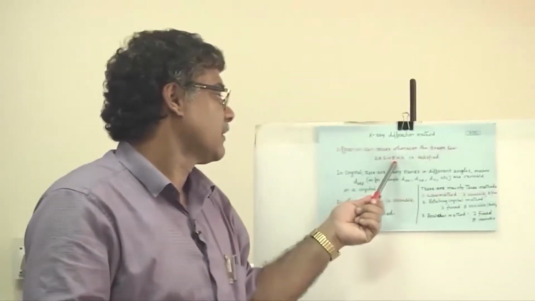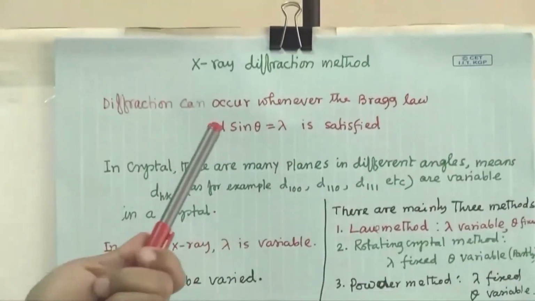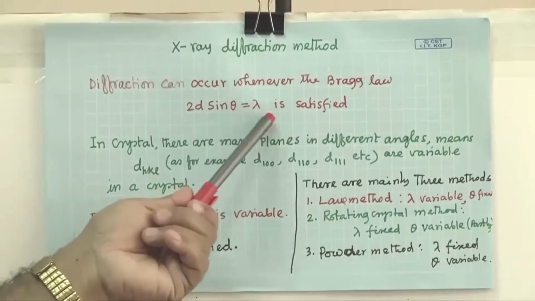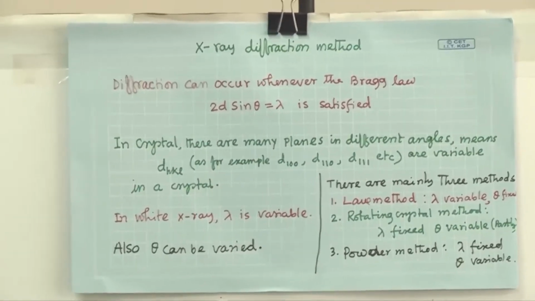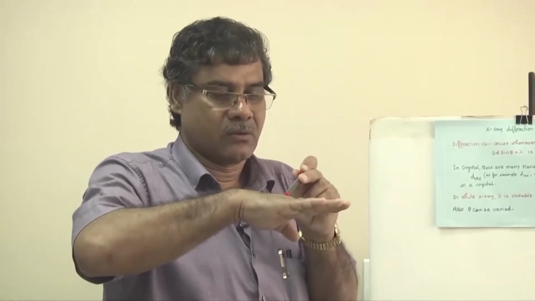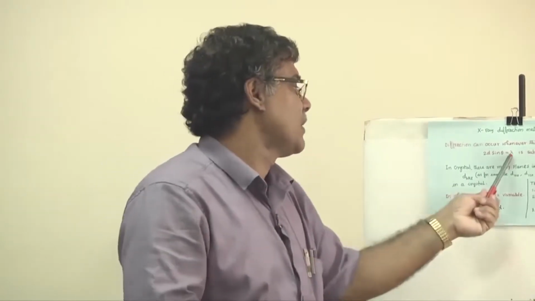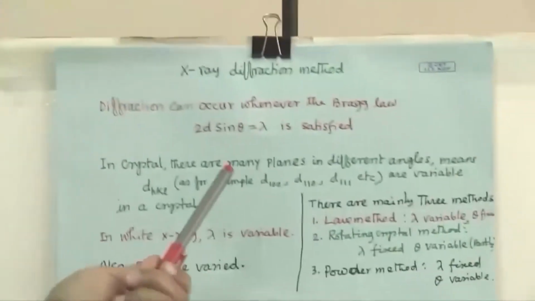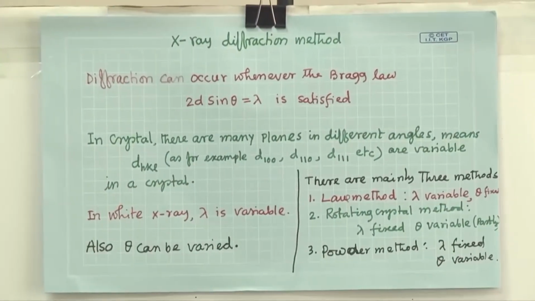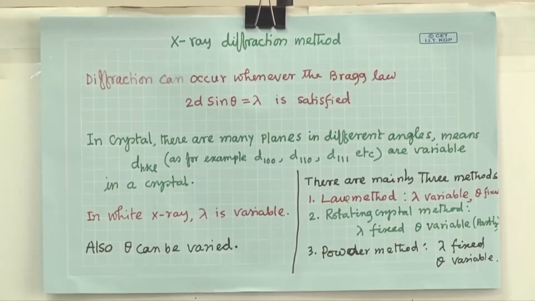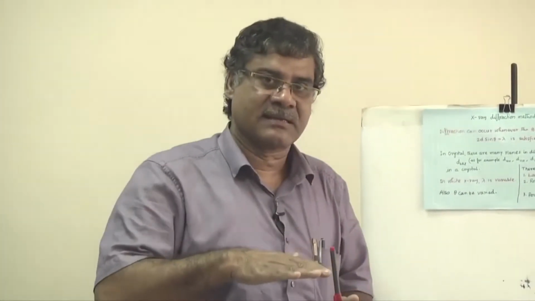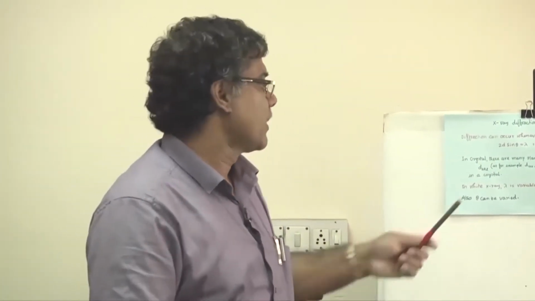So, now theta is also variable, sorry, theta is fixed. In this crystal, as I told, there are many planes available. So, for different planes, different lambda will be chosen by nature, so that this equation will be satisfied for different d and different lambda when theta is fixed. If the experiment is done in this geometry, then it is called the Laue method.